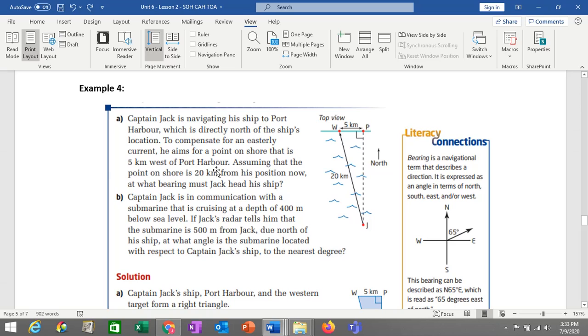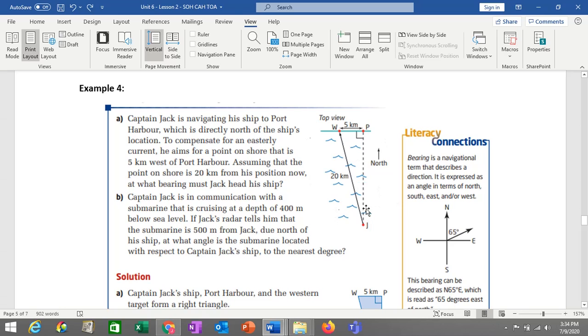So, assuming that the point on the shore is 20 kilometers from his position now, at what bearing must Jack head his ship? So this is maybe a little confusing. Let's explain this a little bit. You're probably familiar with this. If you've ever gone canoeing and you've been in a wind, you maybe have dealt with this situation. Or you can see this sometimes if you're throwing a ball. You may be aiming at a person, but the person is running, so you don't throw it at the person, you throw it beside them, and they will run and catch the ball. So that's kind of what's going on here.